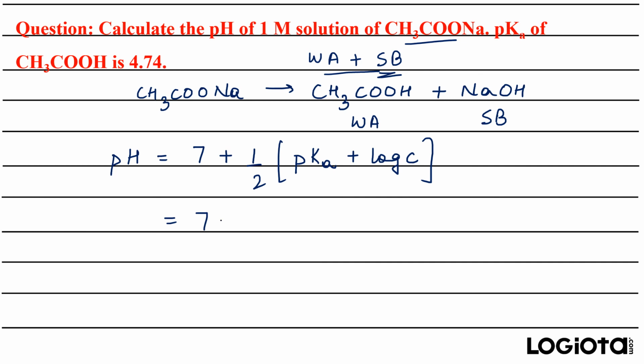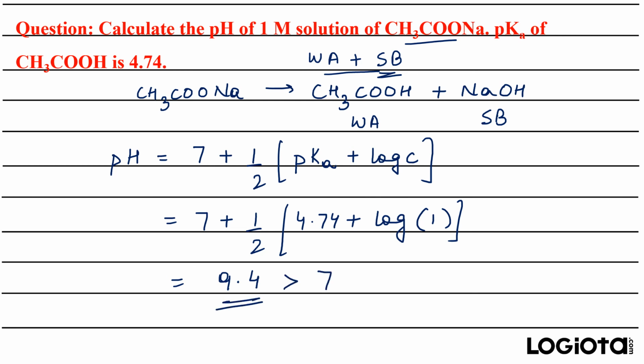We will put the values: 7 plus half of (pKa, given as 4.74, plus log of 1). Log of 1 is 0. So on calculating this, we will get an answer of 9.4. So this pH is more than 7, because the strong base is involved here.